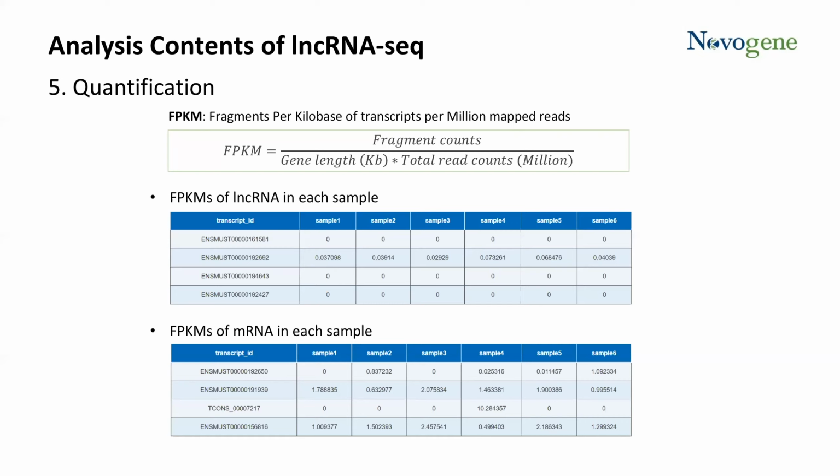We normalize the read count for each gene by what is called FPKM, or fragments per kilobase of transcripts per million mapped reads. It takes into account the gene length as well as total reads that we have. So it's the most common method for estimating gene expression level, which takes into account the effect of both sequencing depth and gene length. And then we provide you tables of FPKMs of long non-coding RNA as well as mRNA in each sample.